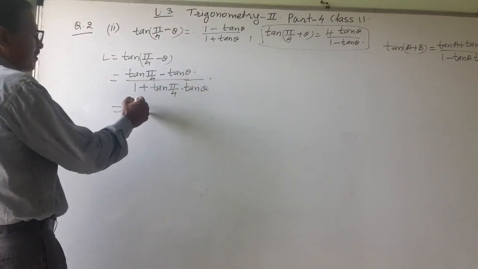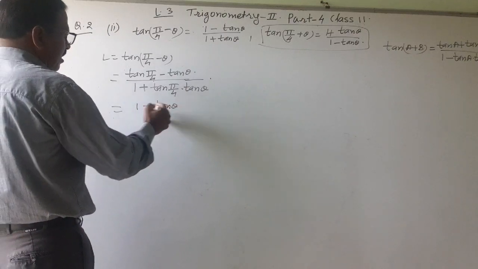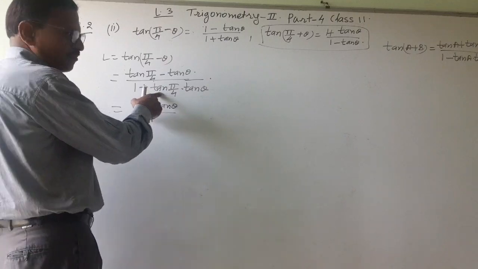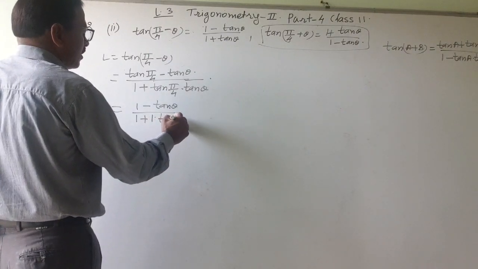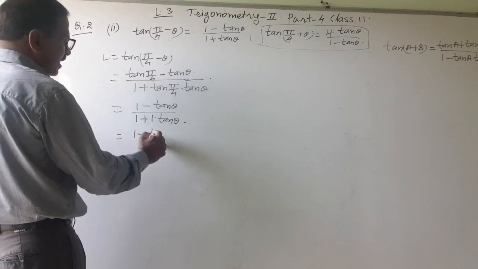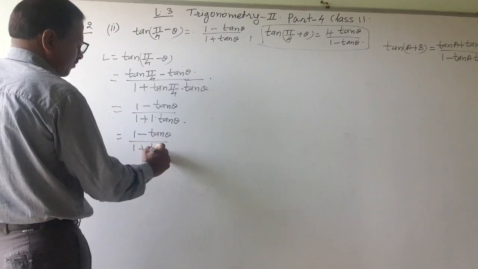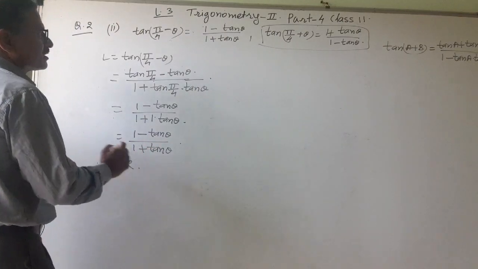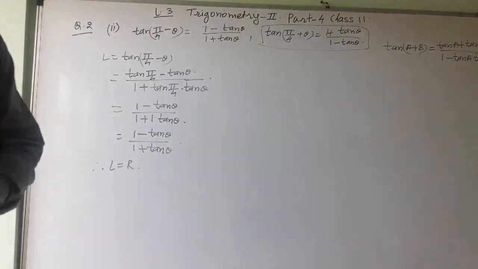That is equal to tan pi by 4 is 1, minus tan theta upon 1 plus, tan 45 is 1, pi by 4 means 45, into tan theta. That is equal to 1 minus tan theta upon 1 plus tan theta. Therefore, LHS equal to RHS. Similarly, prove this. That will be for you as a homework.